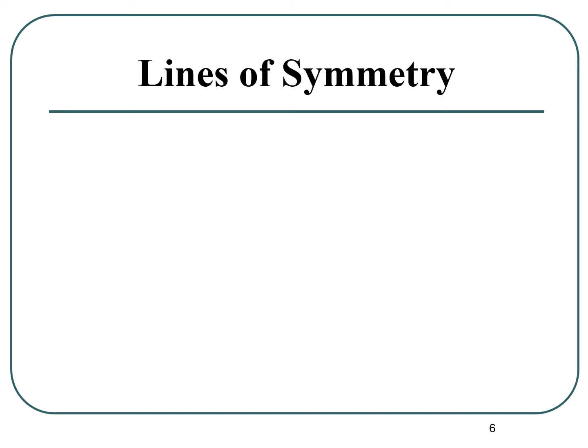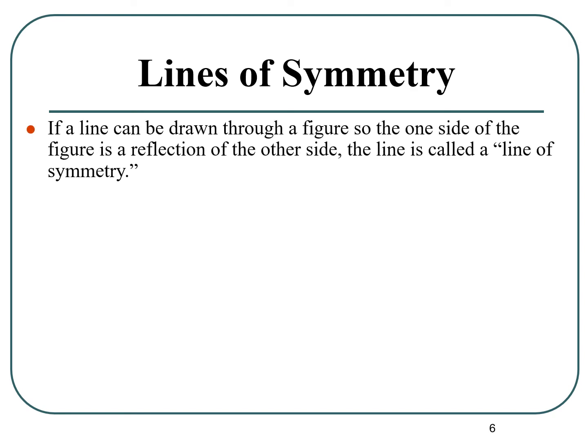Now, let us have the lines of symmetry. If a line can be drawn through a figure so that one side of the figure is a reflection of the other side, the line is called a line of symmetry or axis of symmetry. Some figures have one or more lines of symmetry.